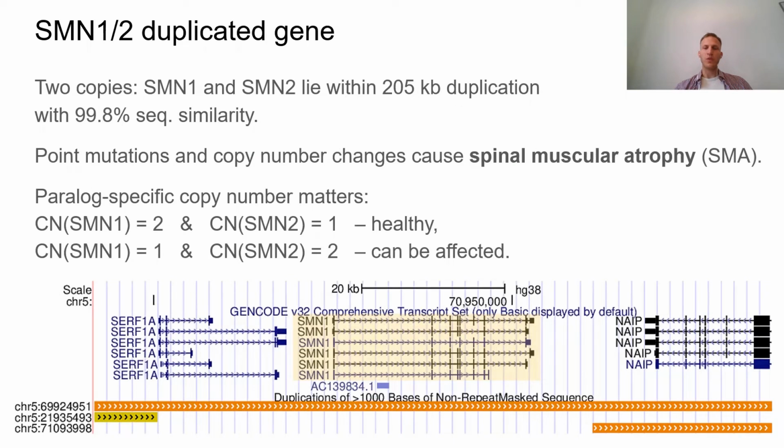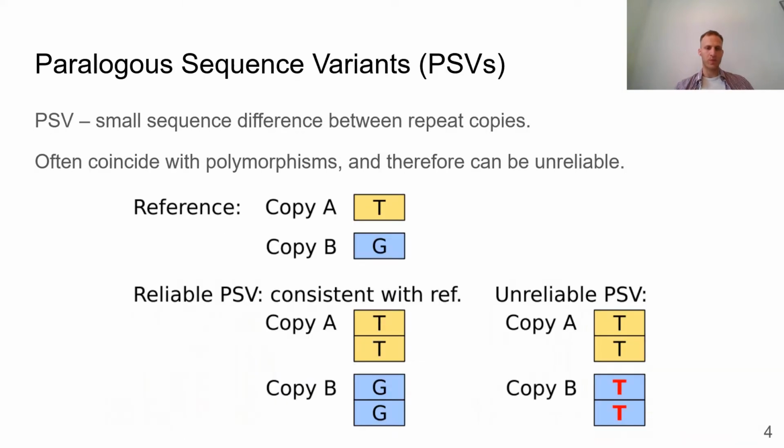One of the duplicated genes is SMN1/2, and mutations or copy number changes in this gene can lead to spinal muscular atrophy. And paralog-specific copy number matters because if an individual has two copies of SMN1 and one copy of SMN2, it would be a healthy individual, and the other way around, it can be an affected individual.